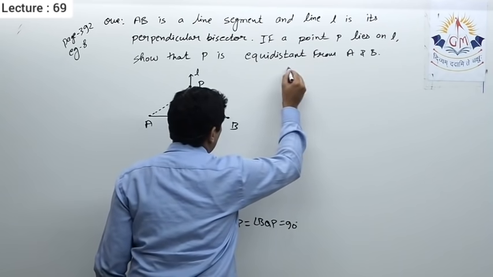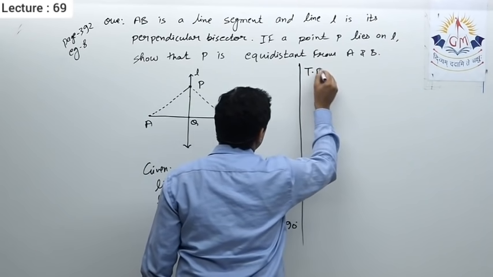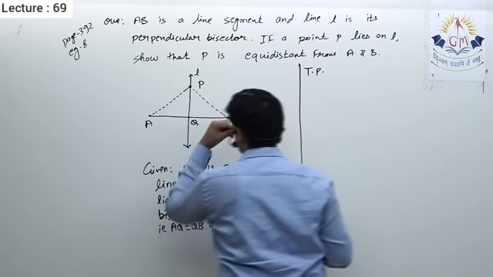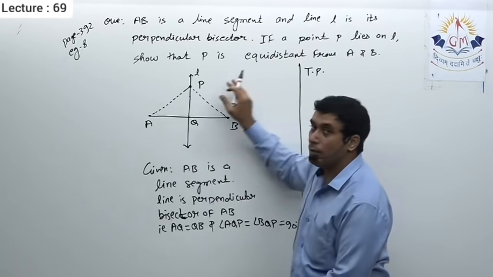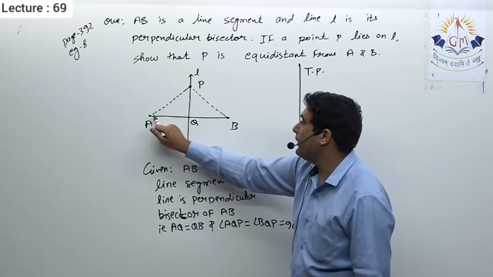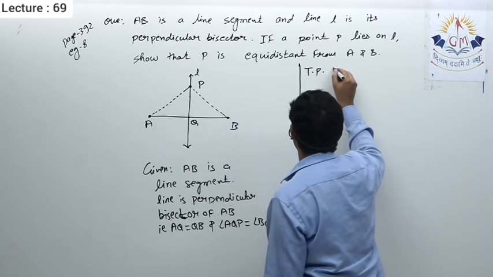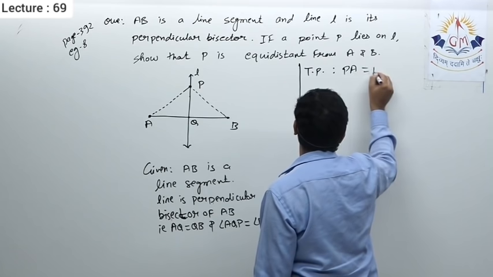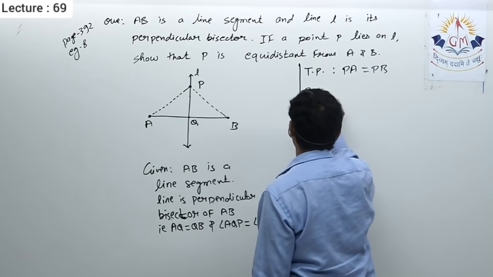Okay, now what we have to prove. P is equidistant from A and B. That means equidistance means at equal distance. So P is at equal distance from A and B, that we have to prove. It means we have to prove PA equal to PB. So to prove PA equal to PB, let us see its proof.